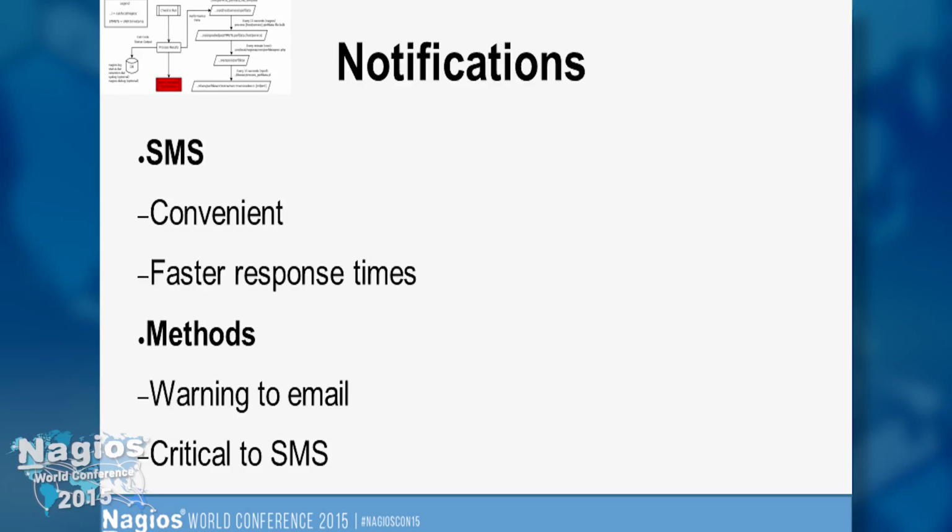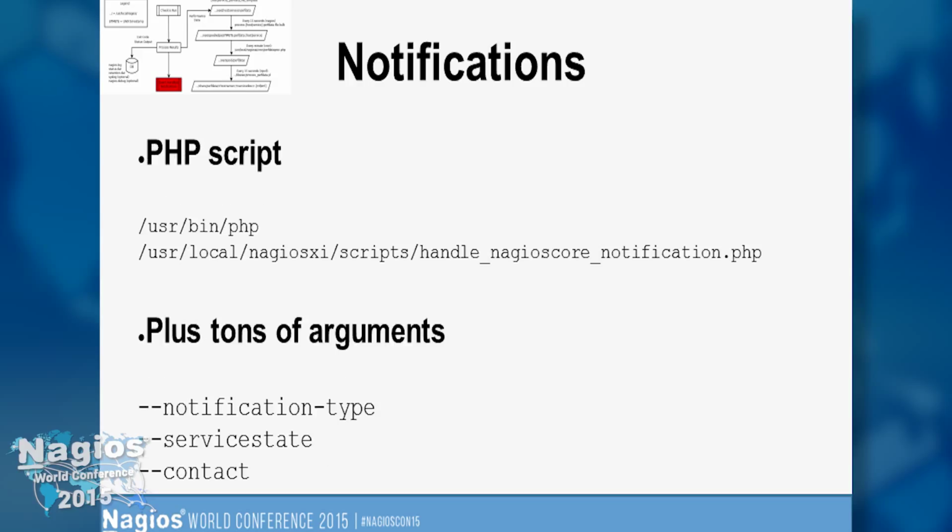Like that's not really built in like it is in XI. So notifications in XI, basically it's a big PHP script, calls user bin PHP in user local Nagios XI scripts, handle Nagios core notification.php. And there's a ton of arguments. If you've ever looked under the core config manager in XI and you look at the command for this, it's literally like 5 lines worth of hyphen notification type, hyphen address.